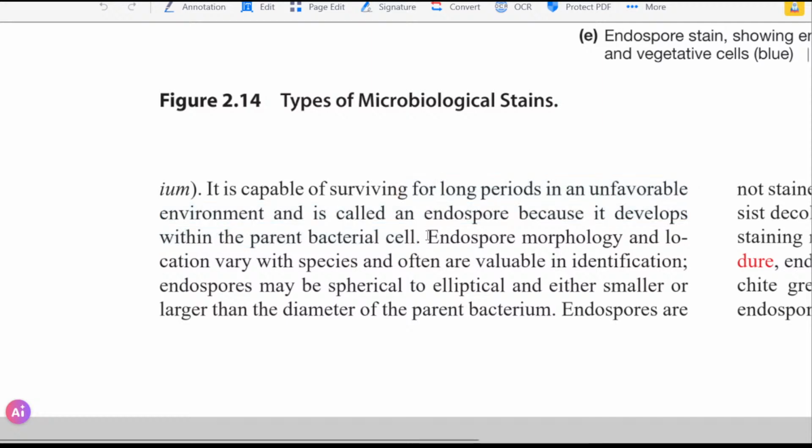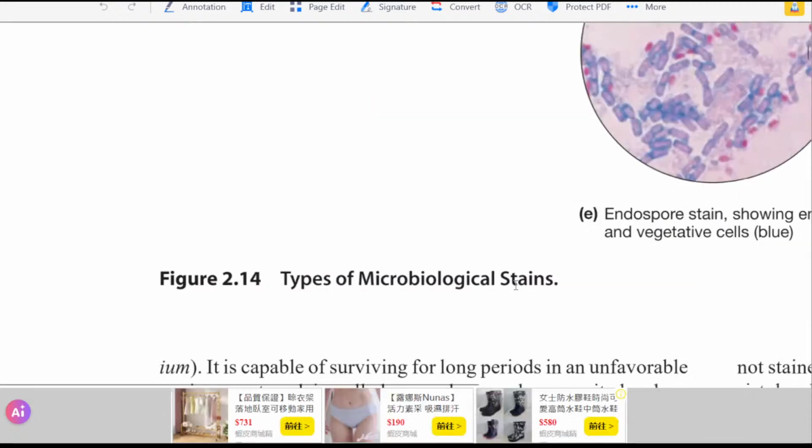Yeah, we know what endospores are. Endospore morphology and location vary within a species and often are variable in identification. Yeah, because endospores are different for every bacteria. An endospore may be spherical or elliptical.